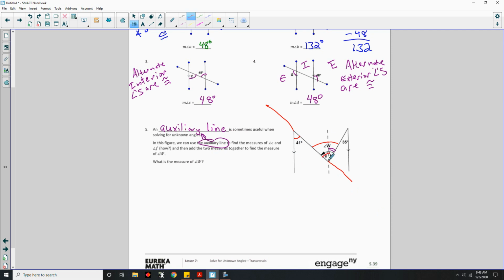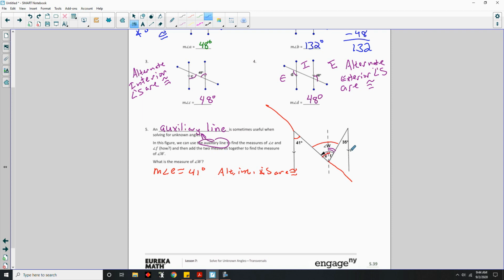So this is parallel to my auxiliary line because my auxiliary line is parallel to both. So this is 41 degrees. What kind of angles are these if this is my new parallel line? Well, they're alternate interior angles, and we know by this, number 3, alternate interior angles are congruent. So if that's 41, the measure of angle E equals 41 degrees because alternate interior angles are congruent.